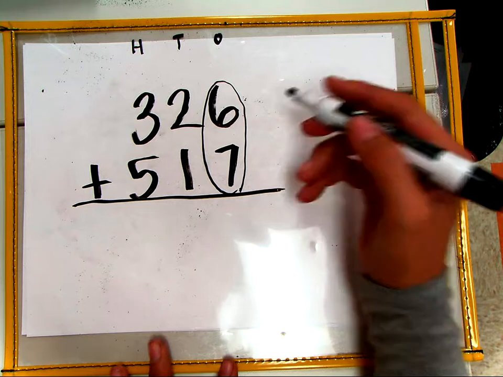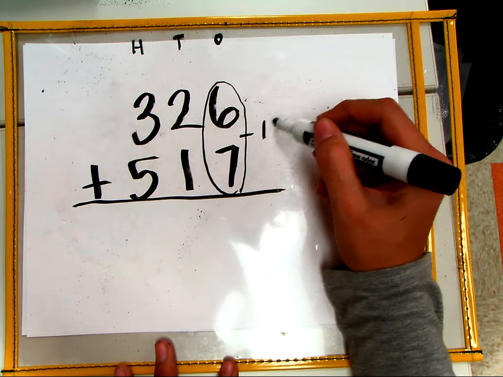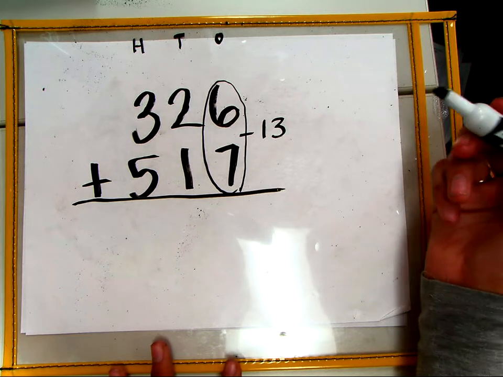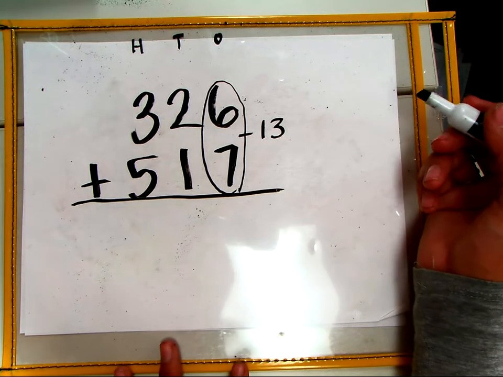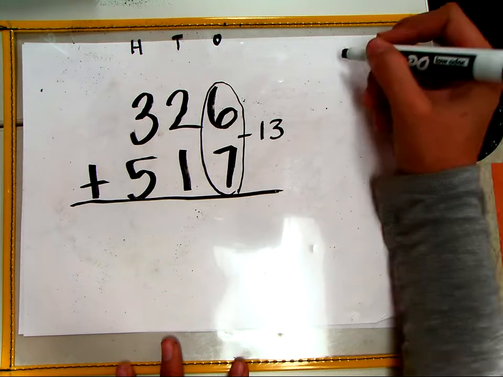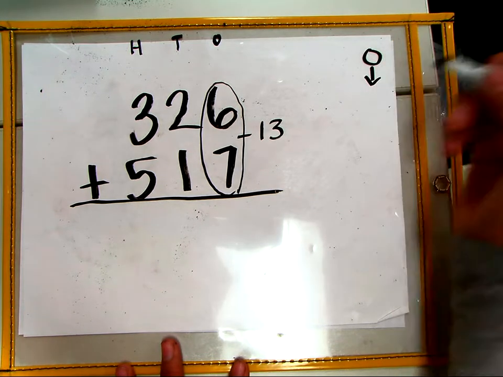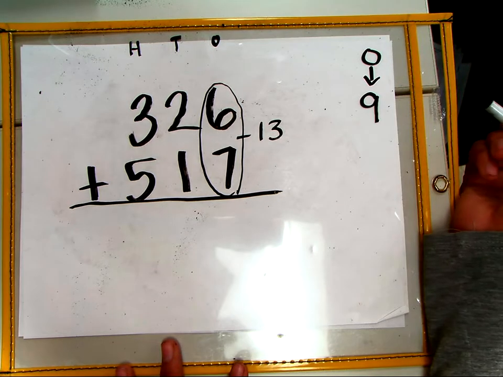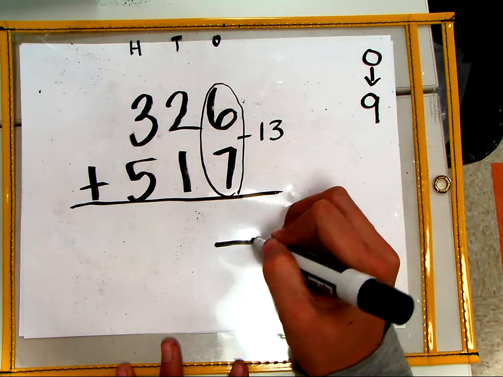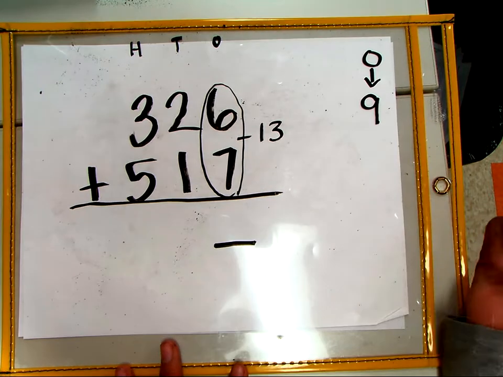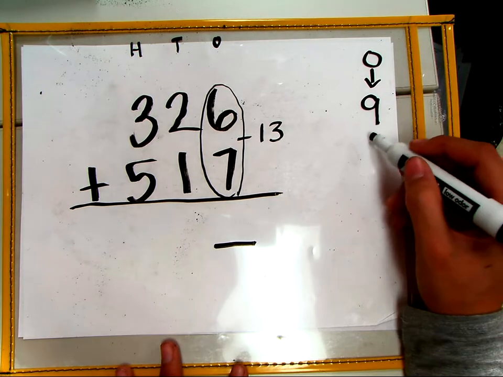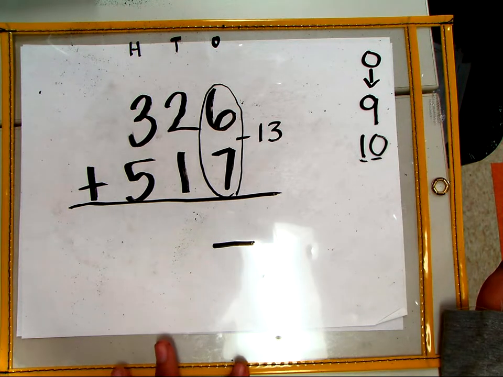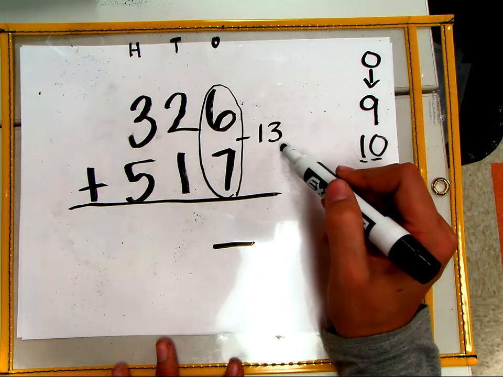So 6 plus 7, I can write that to the side as 13. When I go to regroup, I need to think, do I need to regroup or not? So when I go to regroup in the ones place, I have to think, is the digit larger than 9? If it's more than 9, I'm going to need to regroup because there's only one space in the ones place. If the digit is greater than 9, like 10, that's a 2-digit number, so that's a clue that I need to regroup. So 13 is a 2-digit number.